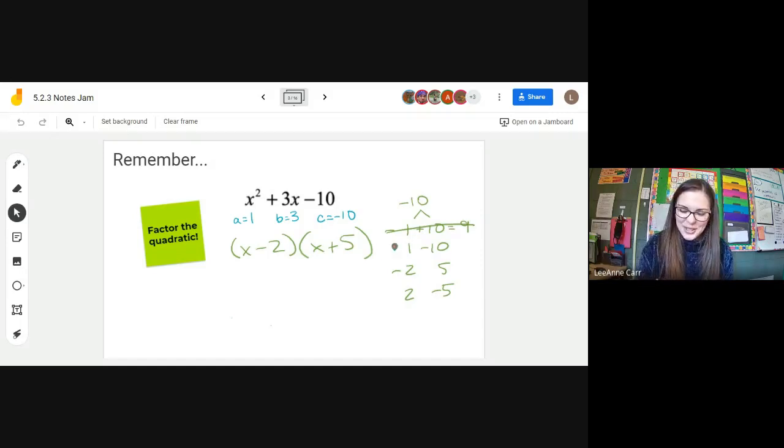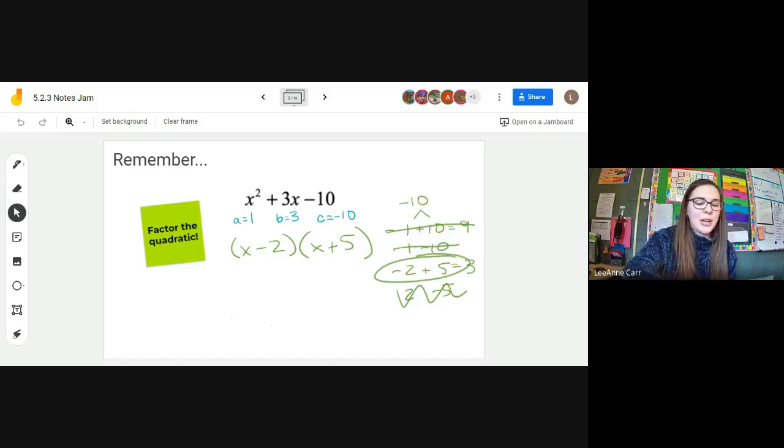So the only pair that works here is -2 and 5. If I add those together, I'm going to get 3. Once you find the answer, you don't even have to go through the last one. We found it. Okay. I'm going to pause. What questions do we have on that? Because we're going to use this skill a lot today. All right, I'm going to take the silence as a good thing.